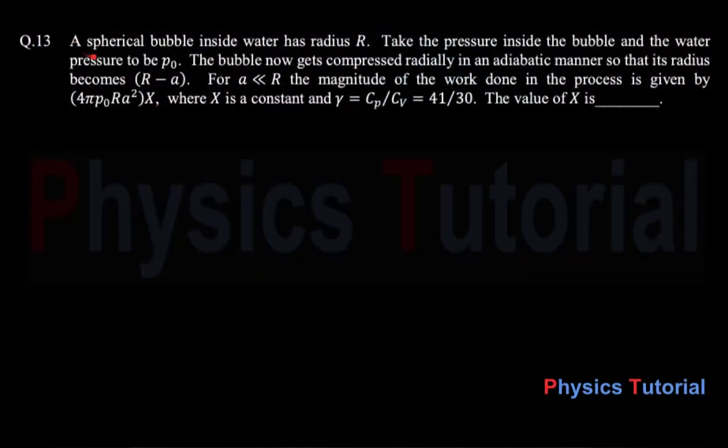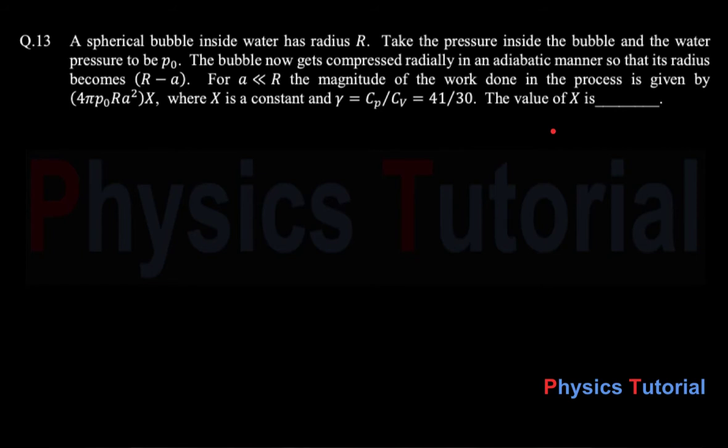Question number 13. A spherical bubble inside the water has a radius capital R. Take the pressure inside the bubble and the water pressure to be P naught. The bubble now gets compressed radially in an adiabatic manner so that its radius becomes R minus a. For a very less than R, the magnitude of the work done in the process is given by 4 pi P naught R a square X, where X is the constant and gamma is equal to Cp by Cv, 41 by 30. The value of X you have to find.